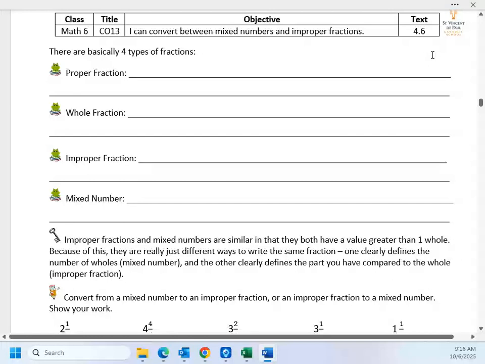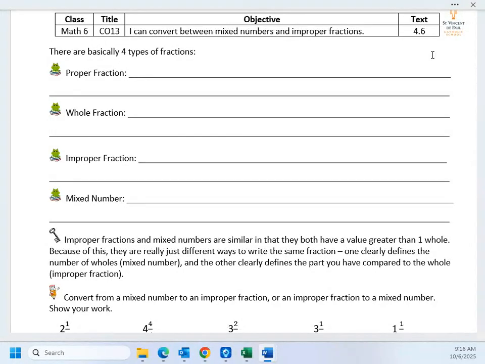Good morning. Today we are working on CO13. I can convert between mixed numbers and improper fractions. So going back and forth between the two. In order to do that, we need to know all of these definitions so we can make sure that we are doing the correct thing.